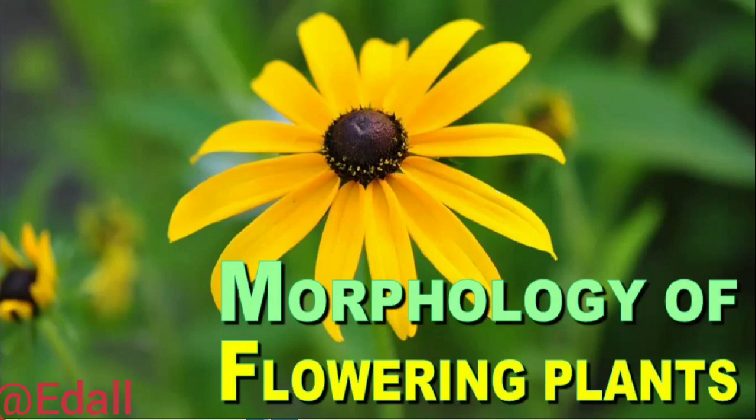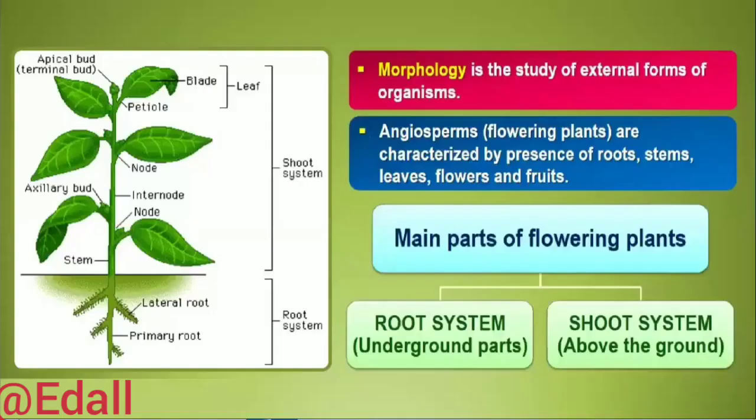Let's begin with introduction. The wide range in the structure of higher plants will never fail to fascinate us. Even though the angiosperms show such a large diversity in external structure or morphology, they are all characterized by presence of roots, stems, leaves, flowers and fruits.